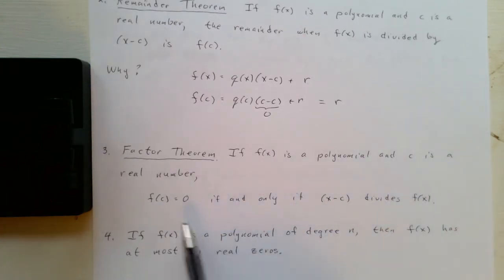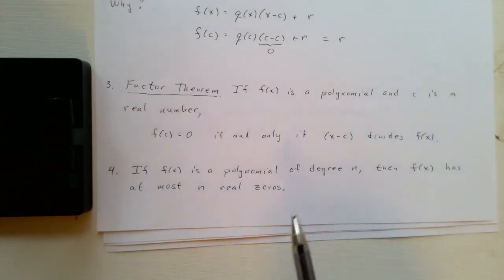and c is a real number, f of c equals 0 if and only if x minus c divides f of x, because if it divides f of x, then there is no remainder. The remainder is 0, and the remainder is f of c, so f of c is 0. An important consequence of this is that if f is a polynomial of degree n, then f of x can have at most n real zeros.